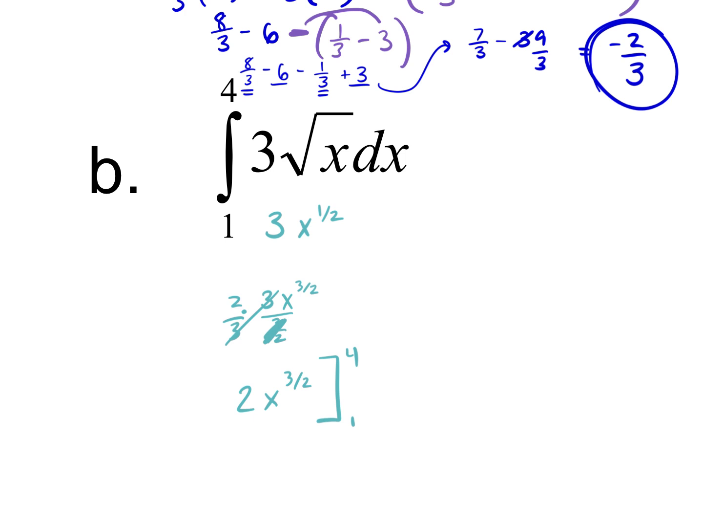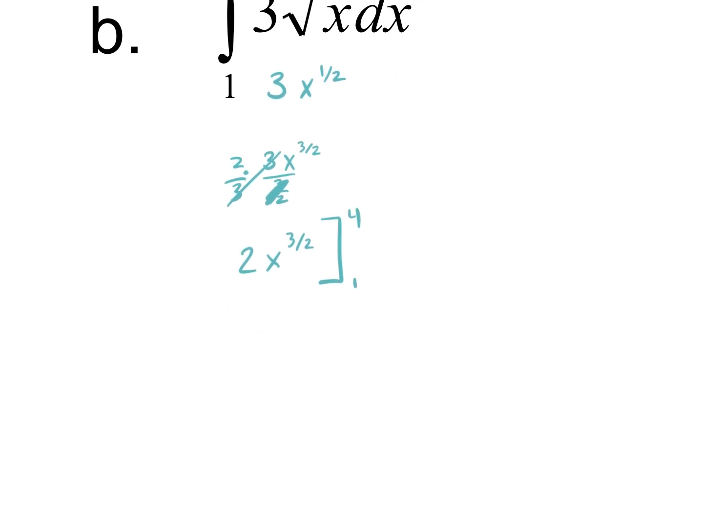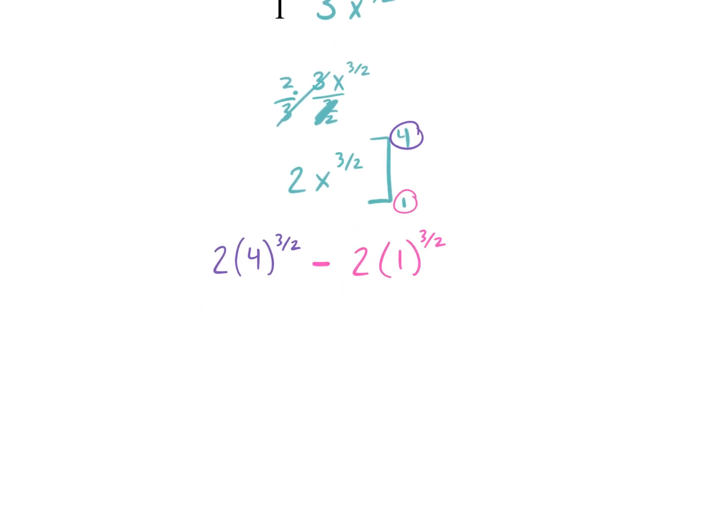Which number would I plug in first here? 4, awesome. Let's find 2 times 4 to the 3/2 power, minus, then we'll plug in 1, so 2 times 1 to the 3/2 power. So always plug in your B first.